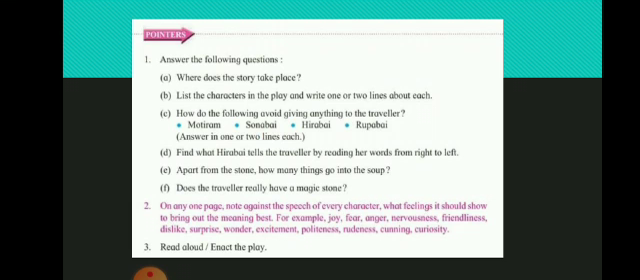B1, list the characters in the play and write one or two lines about each. How many characters are there in this play? That is Motiram, then Sonabai, Hirabai, Rupabai, and the main one, the traveler. So you have to write a few lines about these characters.